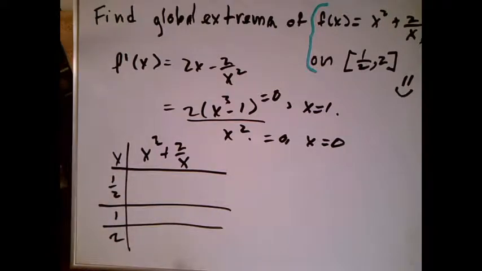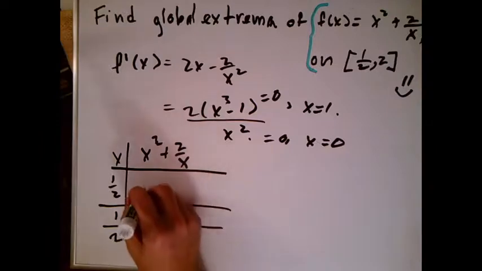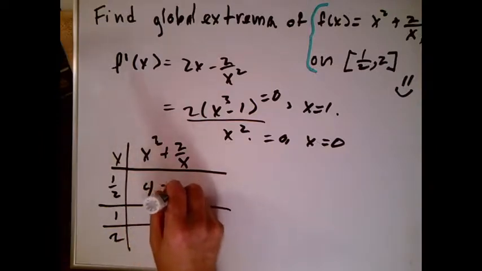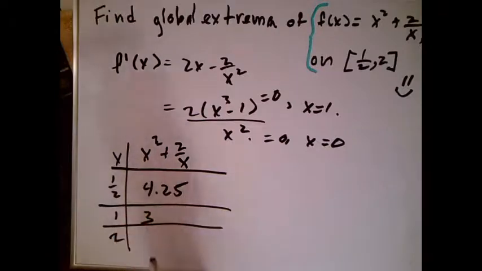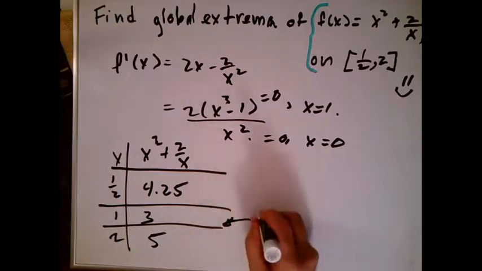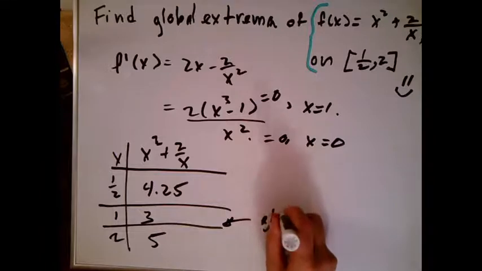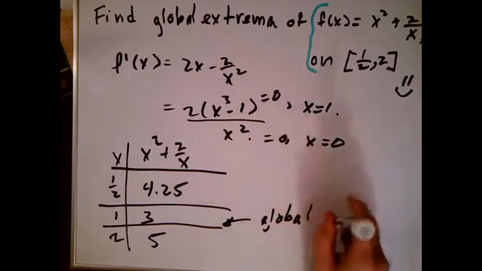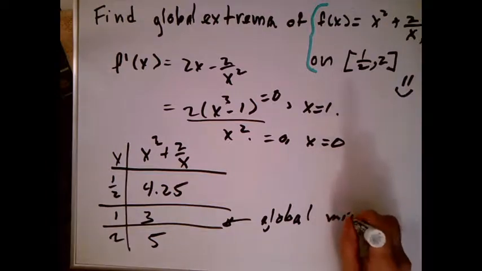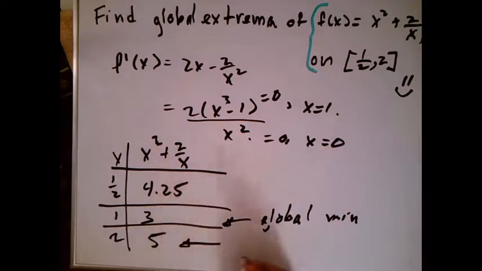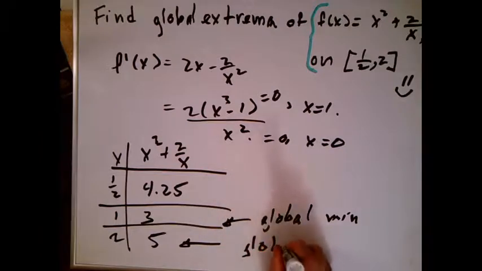And when I plug in a half, this is 4, this is going to be 4 1/4. When I plug in 1, I get 3. Is that right? I think that's true. When I plug in 2, I think we get 5, right? So this is the local min. I'm sorry, this is the global min, because they're telling us our entire universe is just from 1/2 to 2. And this is the global max. That's usually enough to write down.